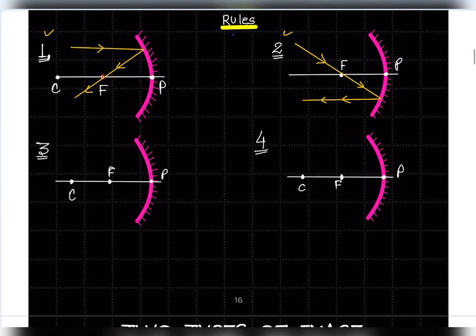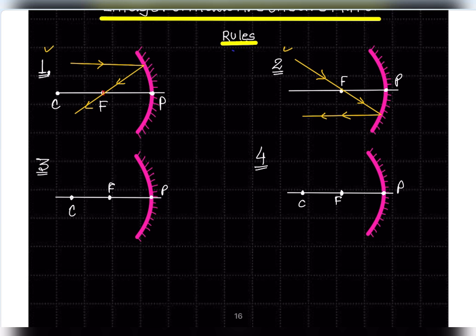Let's come to the third rule. The third rule says, if you pass through the center of curvature, what will happen? You know the center of curvature, right? If I pass through the center of curvature like this, then it will come back in the same line. Got my point? This is the third rule.